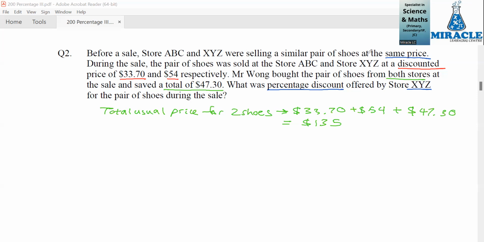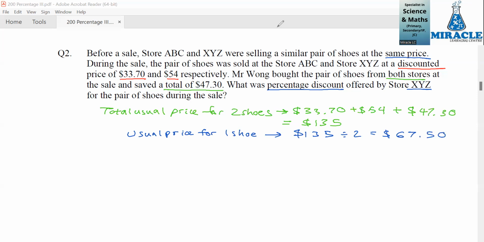And we know that the two shoes were the same price originally. So usual price for one shoe would be $135 divided by 2, which gives us $67.50. So this is the original price.